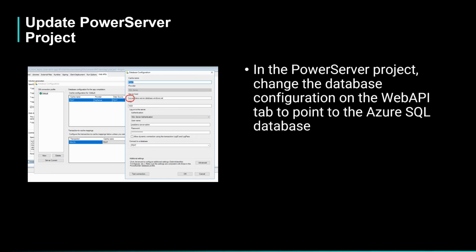Okay, now we're going to look at the Power Server project. What we've got right now is our app service created, but there's no code in it. And we've got our database in Azure. Now we need to take our Power Server project and update it to point to where the database is in Azure and what the URL will be for the application in Azure.